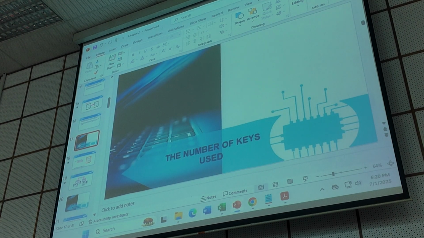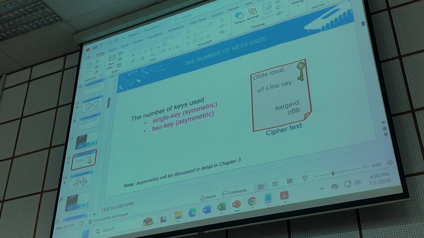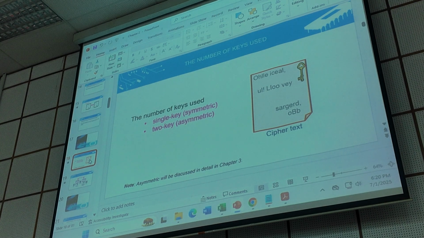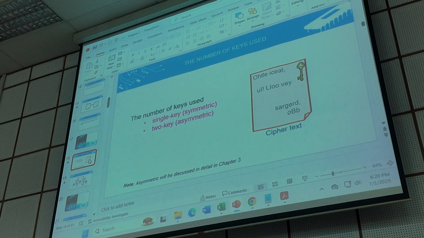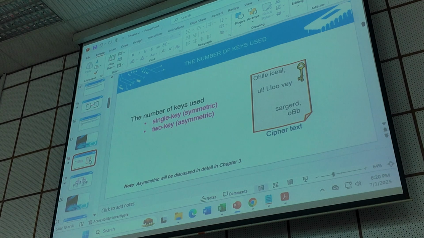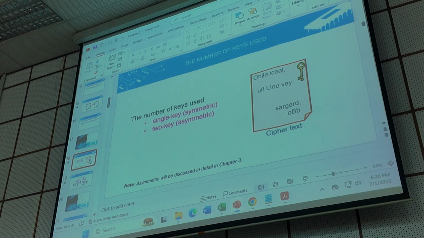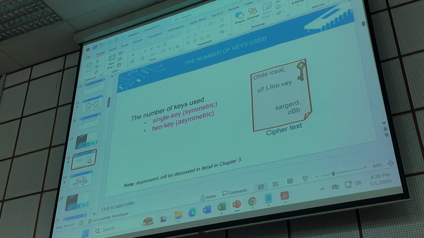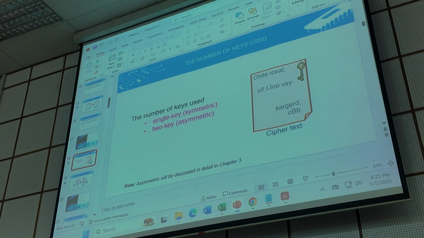The number of keys used. There are two types: one is symmetric, another one is asymmetric. Symmetric only uses one key. The key is sometimes mentioned as a secret key. Secret key means one key. Public key means two keys: one is a public key, one is a private key. So there are different terms. Sometimes they do not say symmetric, they say secret key. Symmetric encryption uses one secret key. Asymmetric uses two keys, one public key and one private key. Sometimes they just say public key encryption.